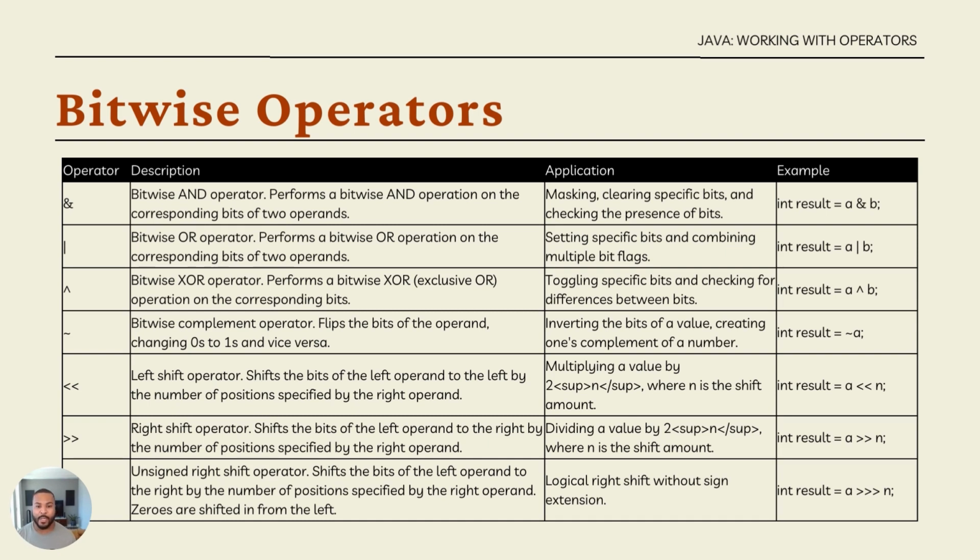The usage of bitwise operators is typically seen in specific scenarios where bit level manipulation or optimization is required. Some common areas where bitwise operators are used include, first, low-level programming. Bitwise operators are commonly used in low-level programming tasks such as working with hardware interfaces, manipulating individual bits and registers, or implementing custom protocols.